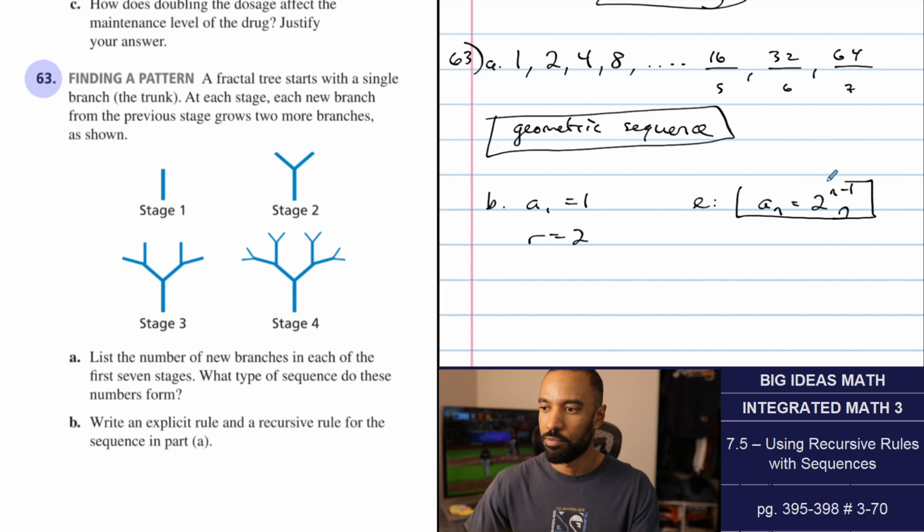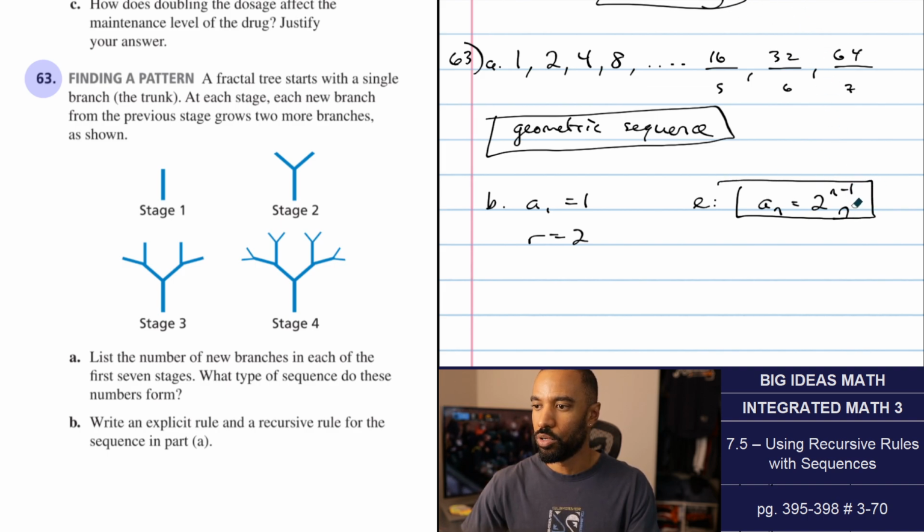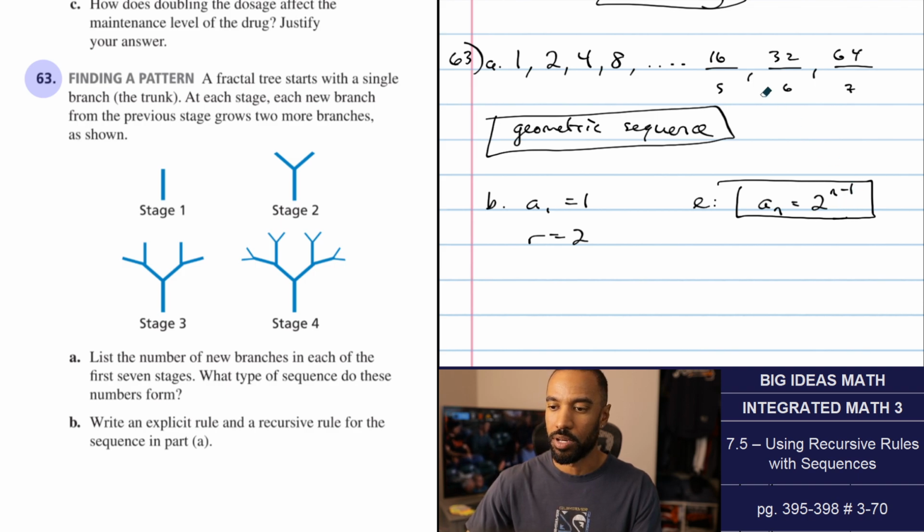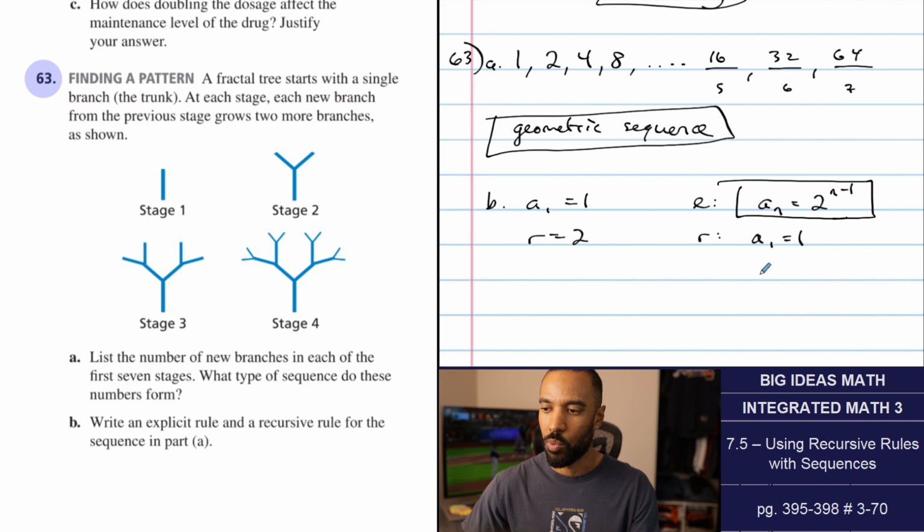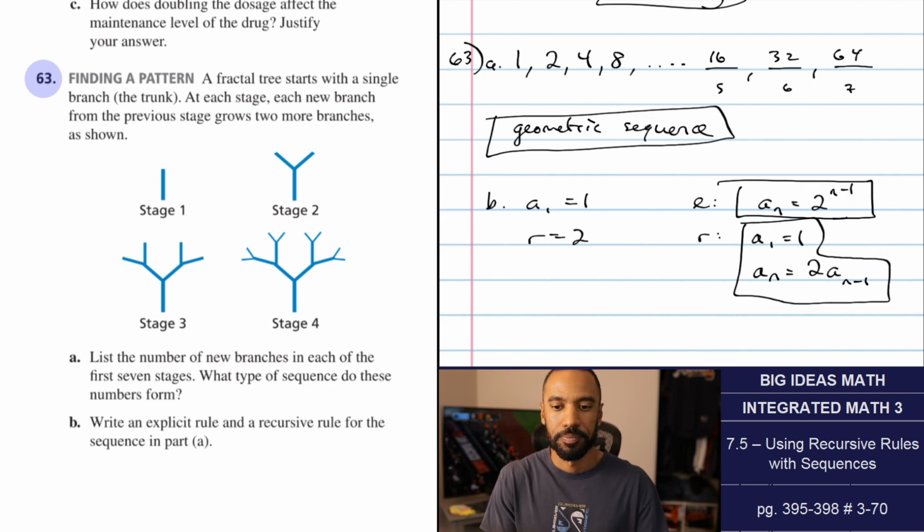For the recursive rule, we do mention what a sub 1 is. I mean, it's already written there, but we have to do it again, I suppose. For the recursive rule, a sub 1 is 1, and a sub n is 2 times a sub n minus 1. We got some both. It's kind of an easier question.